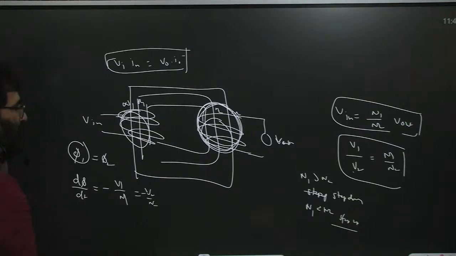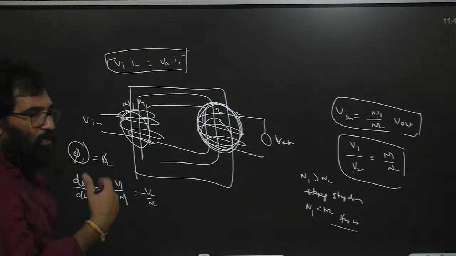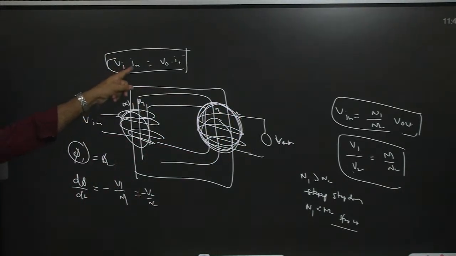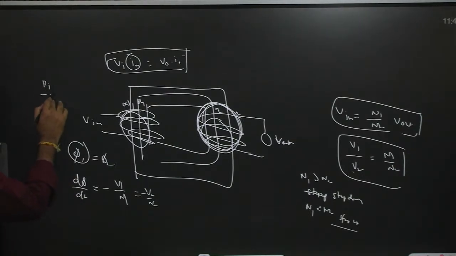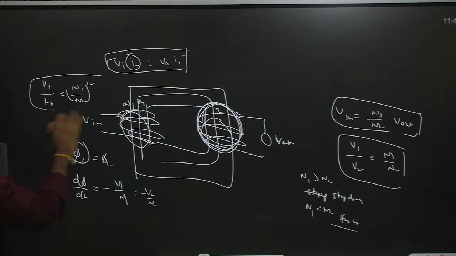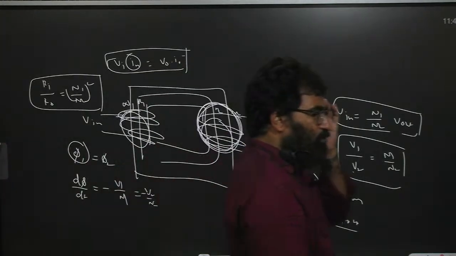We cannot create more energy or destroy energy. Whatever energy we created, the same energy we can use, but not more than that. So V input I input is equal to V output I output, and the power remains the same. When we are using power, it is V square by R. So R input by R output is equal to N1 by N2 whole square. This also you remember.